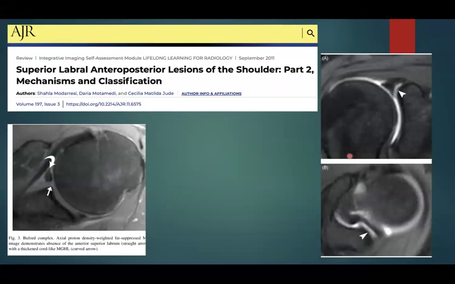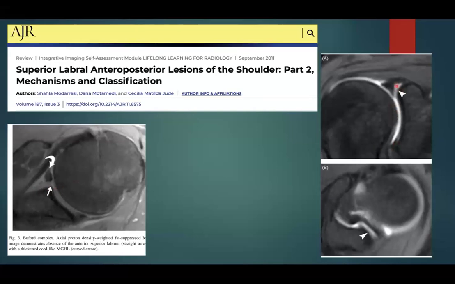This article spoke substantially about the imaging aspects of diagnosing SLAP lesions. Before going into imaging proper, it also mentioned normal variants that should not be confused with a SLAP tear. The first is the Buford complex, which is a condensation of the MGHL with absence of the anterosuperior labrum, as seen in this picture, and should not be confused with a SLAP or Bankart tear.